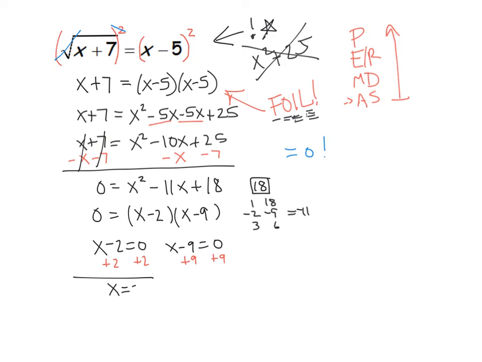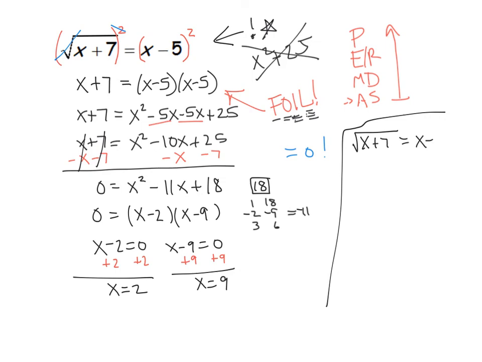We get x equals 2, and we get x equals 9, and we cannot say that these are our final answers yet until we check them both in the original equation. So we'll go off to the side again here. I'm going to make myself some space. The square root of x plus 7 equals x minus 5 is our original equation. You do have to start with the absolute original equation.